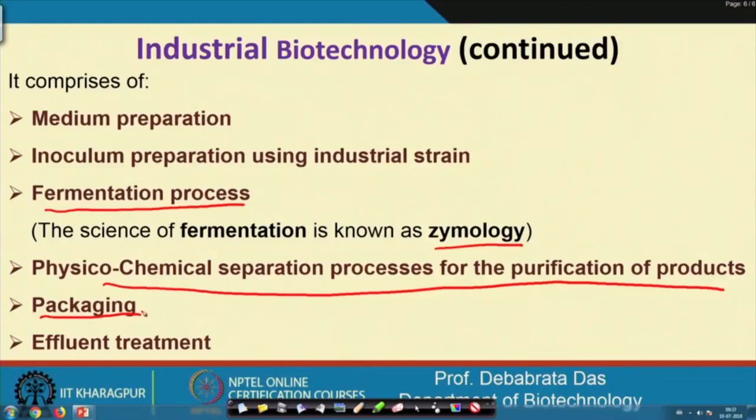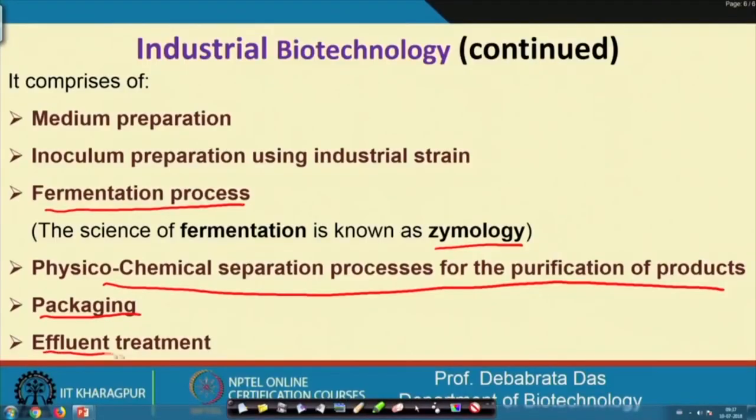And then packaging. Nowadays, packaging is a very important technology. This packaging should be good, so that the consumer can be attracted to it. Effluent treatment process: whenever we go for any kind of industrial process, whether it is a chemical or biochemical industry, it should be ensured that whatever effluent is generated should not affect our environment to a great extent. So, this should be treated in a proper way.